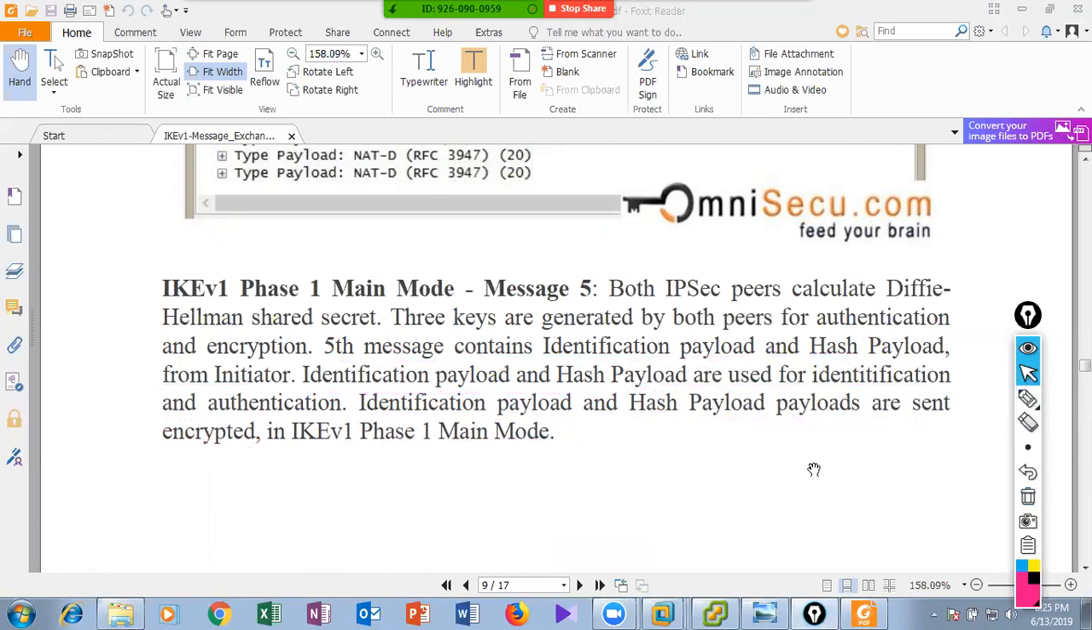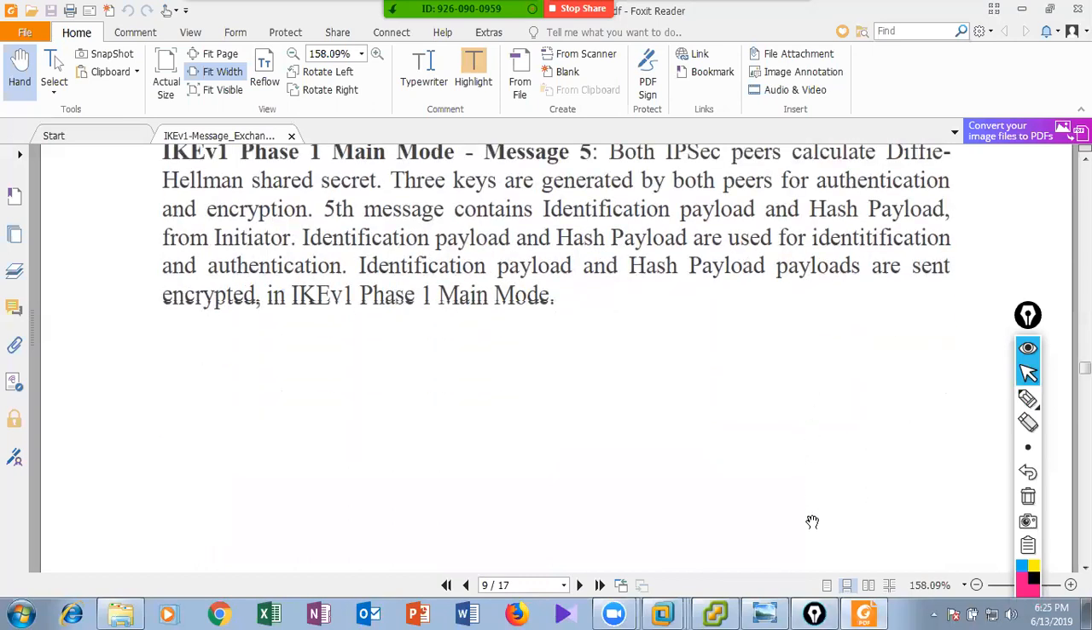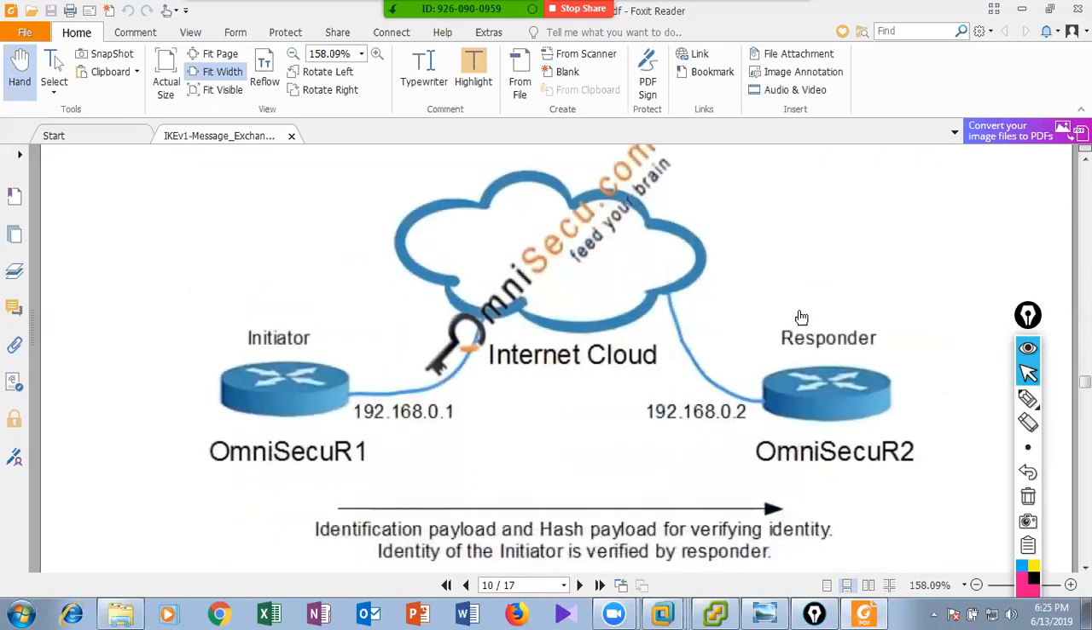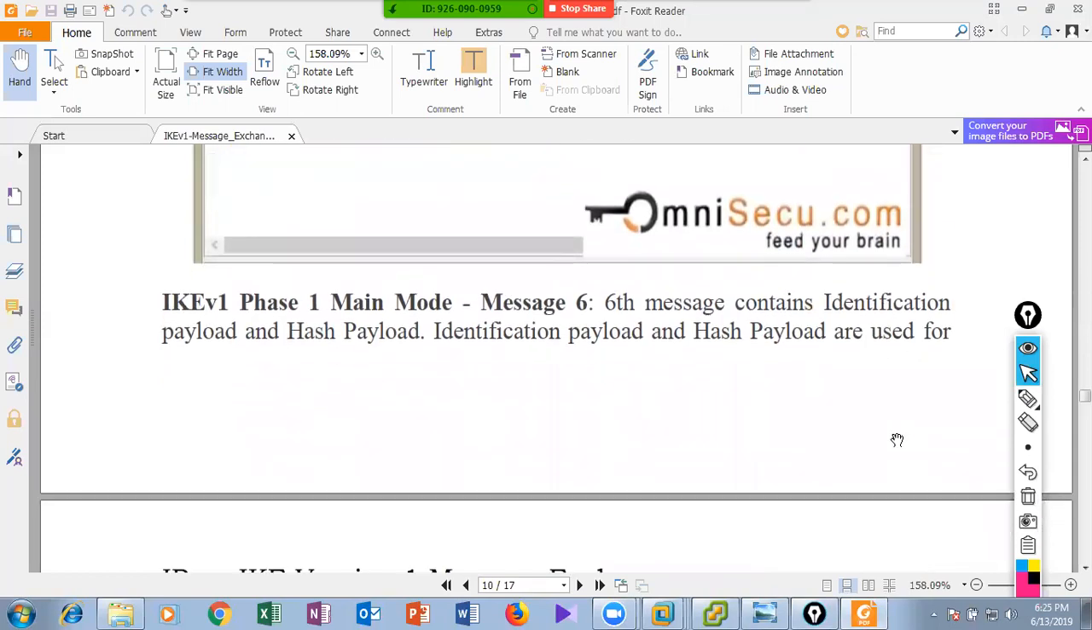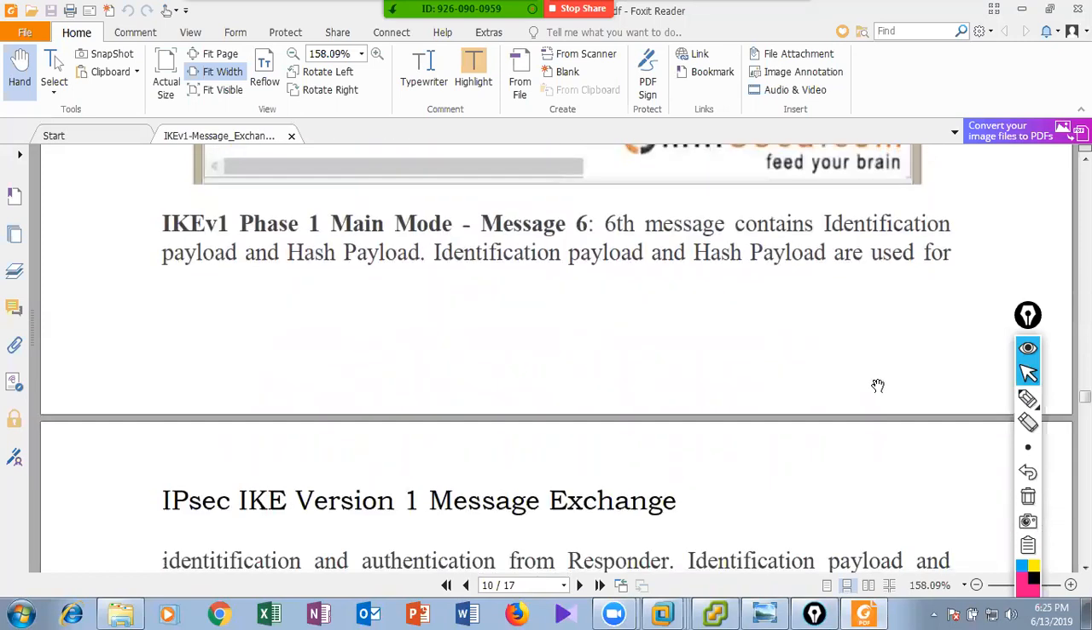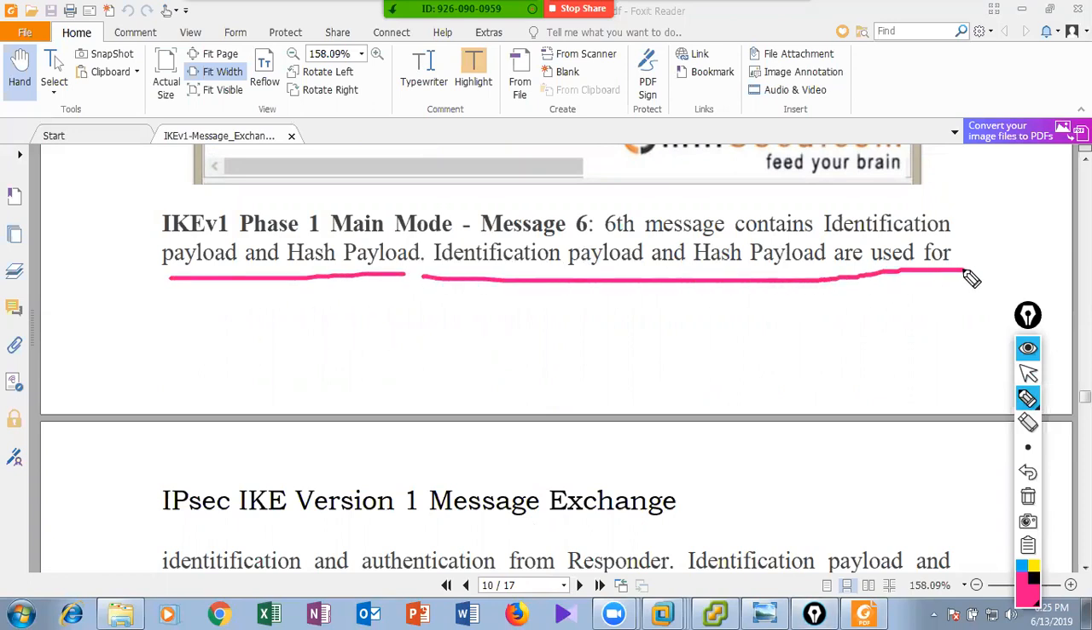So basically, identification means authentication, and encryption gets started from which message exchange? That's your 5th and 6th message exchange. The same identification and the encrypted packet will be coming from the 6th message exchange, from the responder to the initiator. The 6th message exchange contains the identification payload and the hash payload. Identification payload and hash payload are used for identification and authentication from the responder.